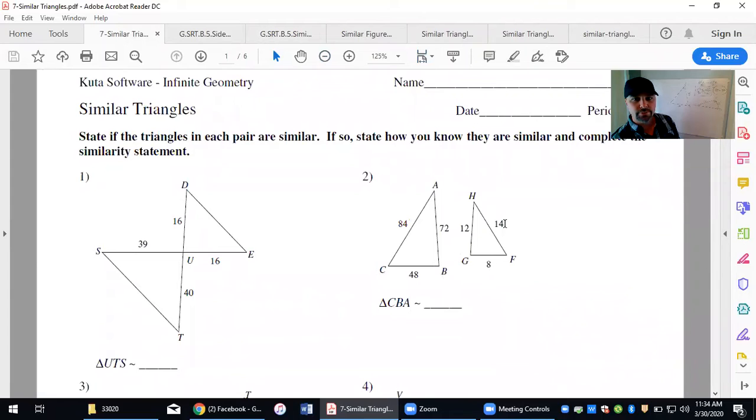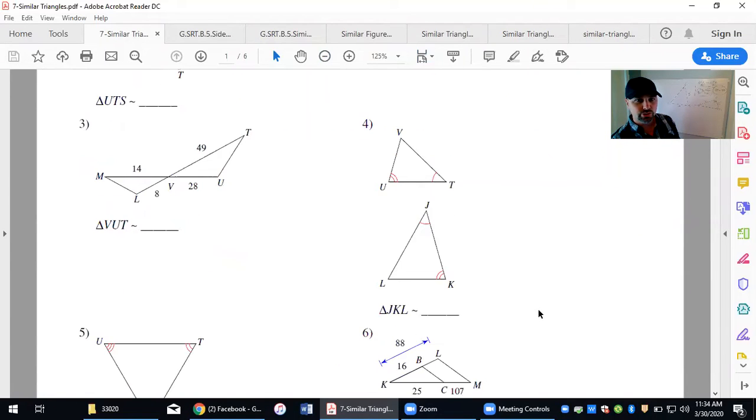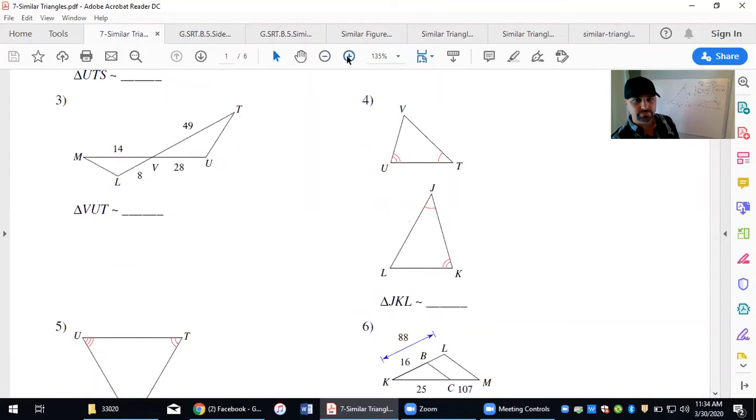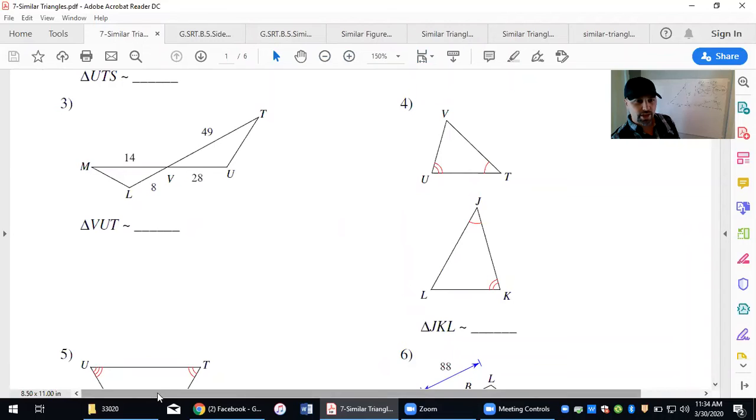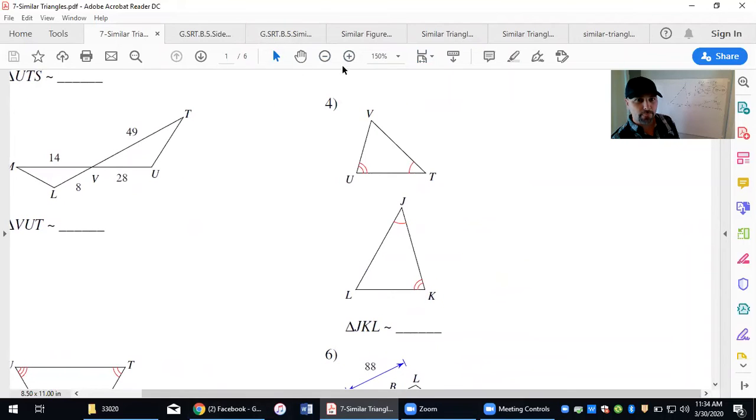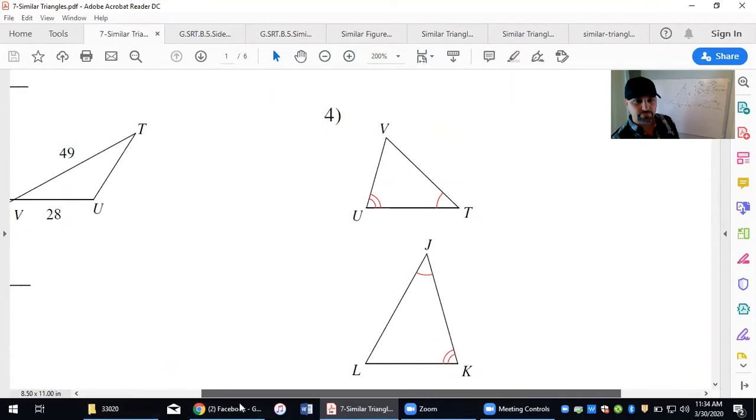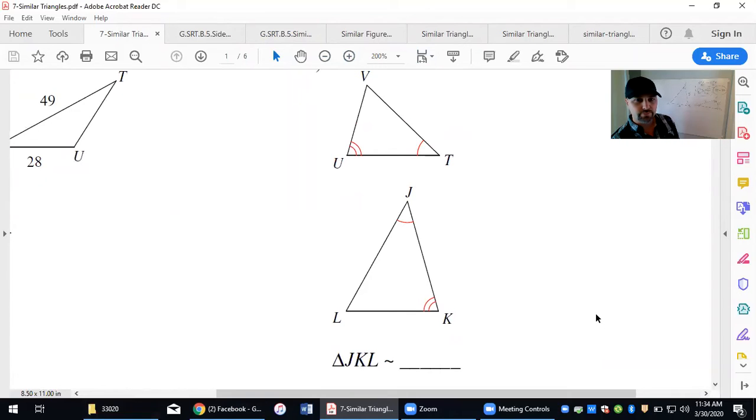So then, take a look at number 4 here. I like this. They are having you describe... So they are similar. We can tell that by looking at the angles. So triangle JKL would be the same as what? So describe the other triangle.